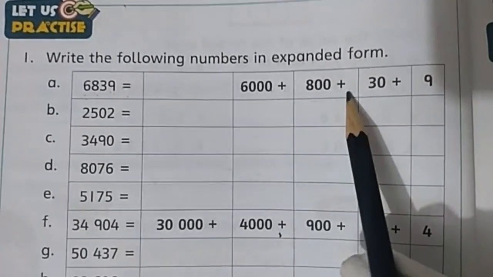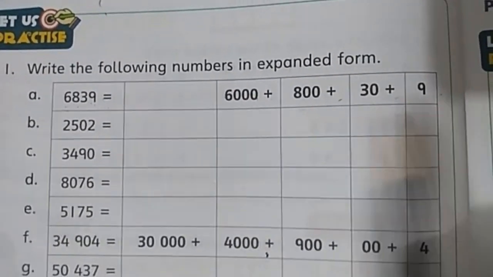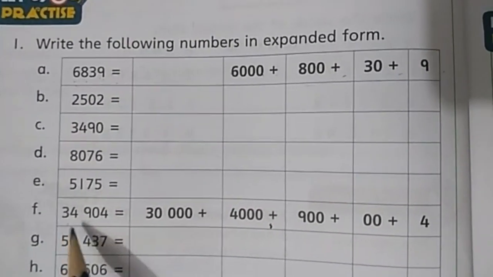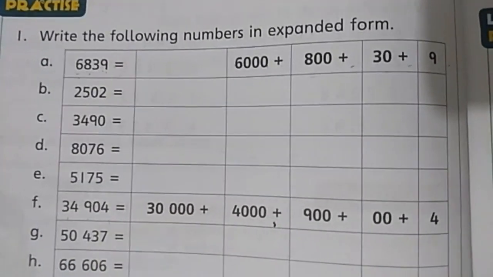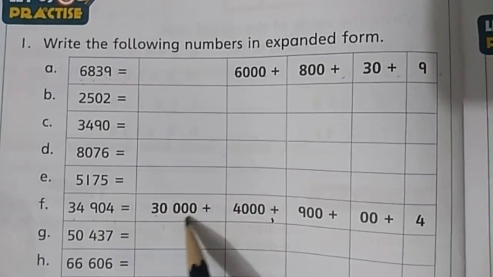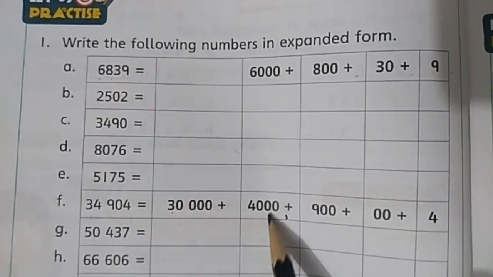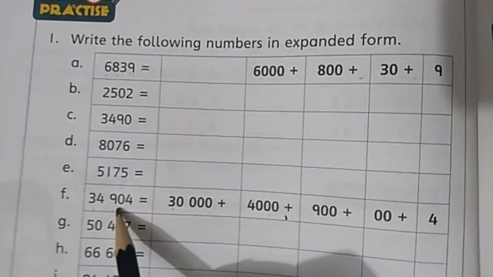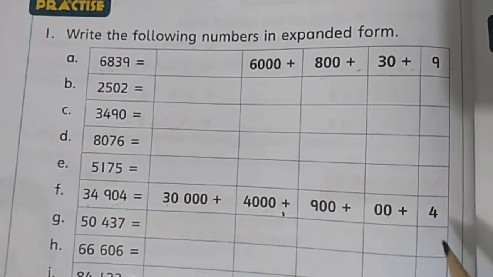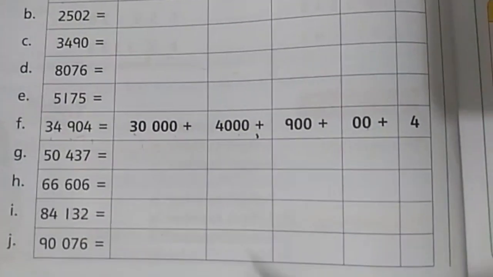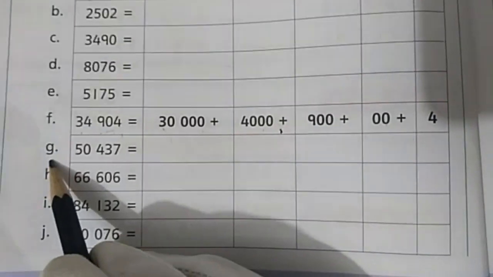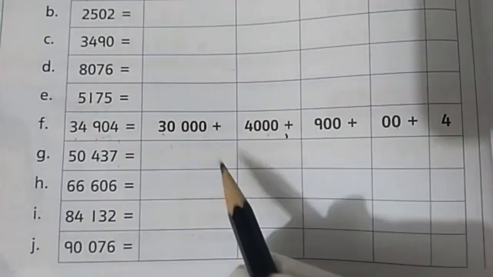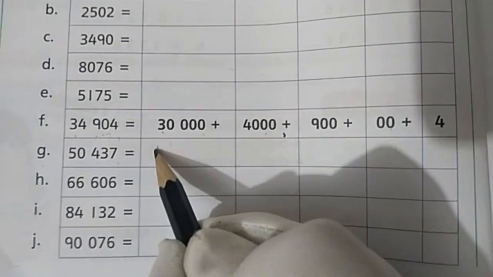6000 plus 800 plus 30 plus 9. If it is 34,904, how do we write it? 30,000 plus 4,000 plus 900 plus in tens 0 then 4. Now look at part G. It is 50,437. How do we write it?